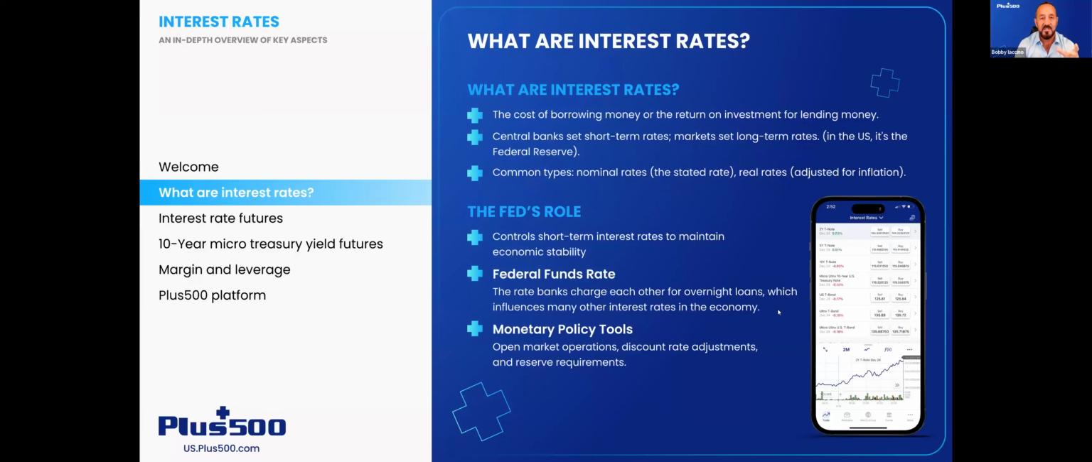The market sets the yield on the longer duration assets, the 10-year and the 30-year, by gauging where it thinks inflation is going to be. All right, now there's common types of rates. Nominal rates, which is the rate that's stated. So if you're looking at a 10-year yield, for example, at 4.30%, that's the nominal rate. Real rate is the nominal rate minus the rate of inflation. Why do we call that the real rate?